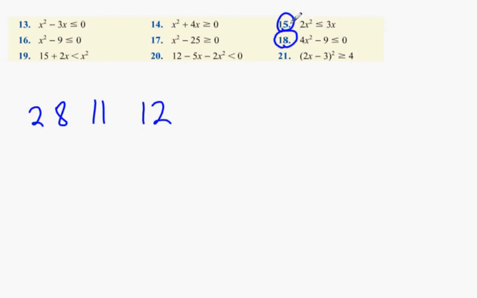Quick last two, 15 and 18. The difference of two squares, God forbid. They throw that one at you, you know. So look at this one. 2x squared less than or equal to 3x. You're going, that doesn't look like the other ones. How do I do that?